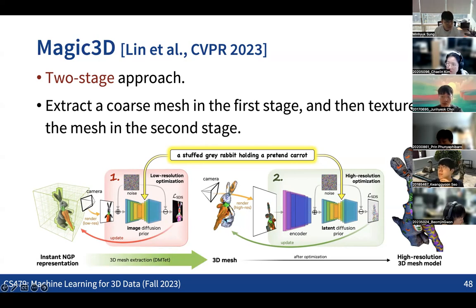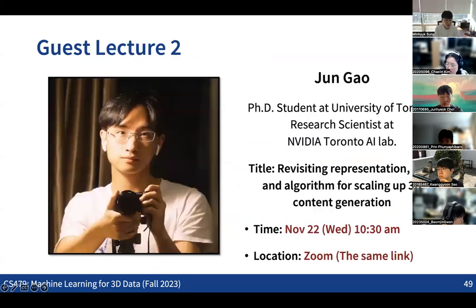And actually, one of the authors of this work, Magic 3D, is Jun Gao, who is going to give the special guest lecture next week. Jun Gao will also give more ideas about his recent work on how we can scale up and improve the quality of 3D content generation. So he's going to talk about this next Wednesday.